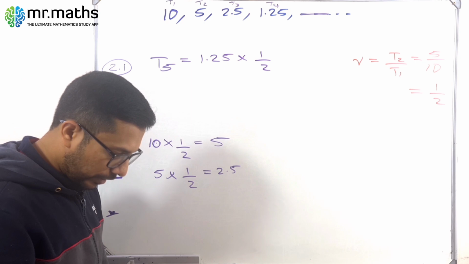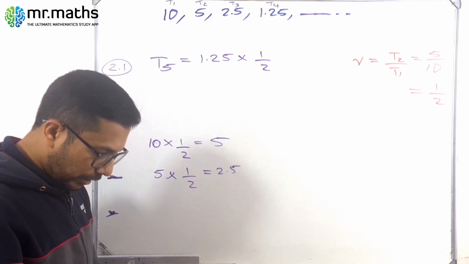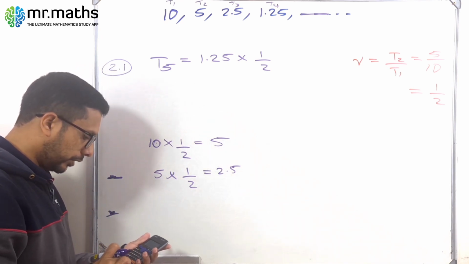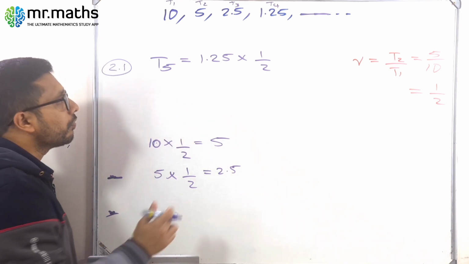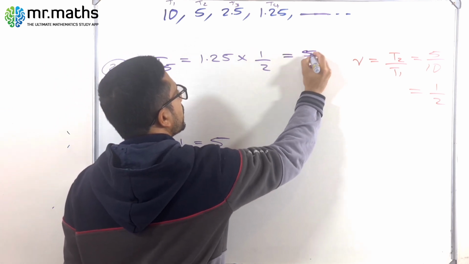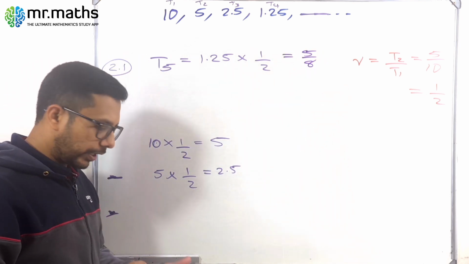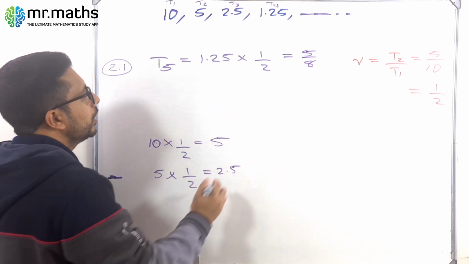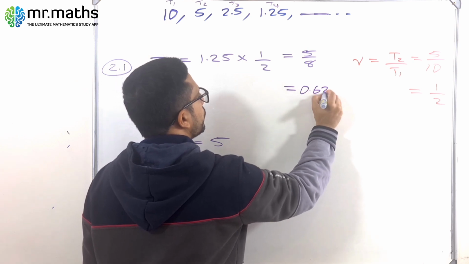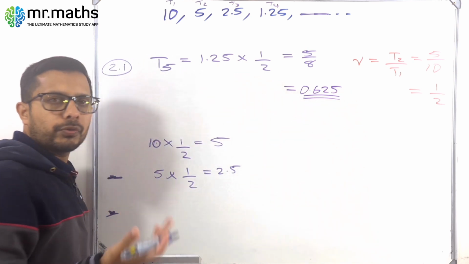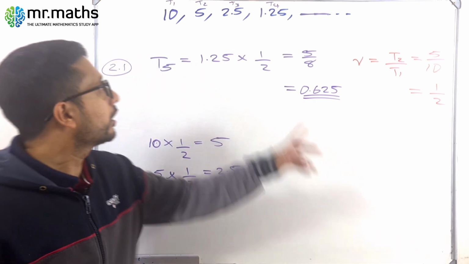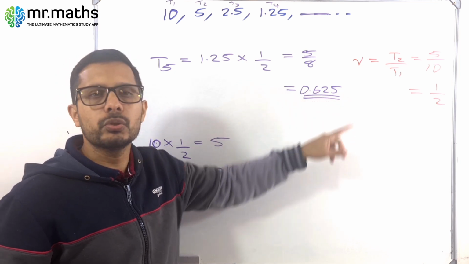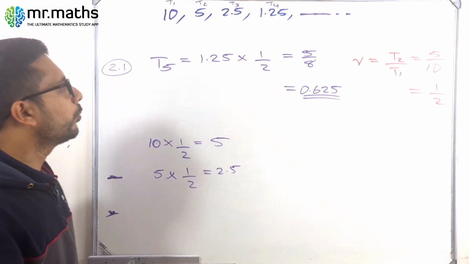Check in your calculator what is the answer. 1.25 times half, 1.25 times 0.5, 5 over 8. So it means that the next term is 5 over 8, or in decimal 0.625. Either 5 over 8, you can leave it like that, or here all the numbers are written in decimal, so that's why I write 0.625. Okay. So that is question 2.1.